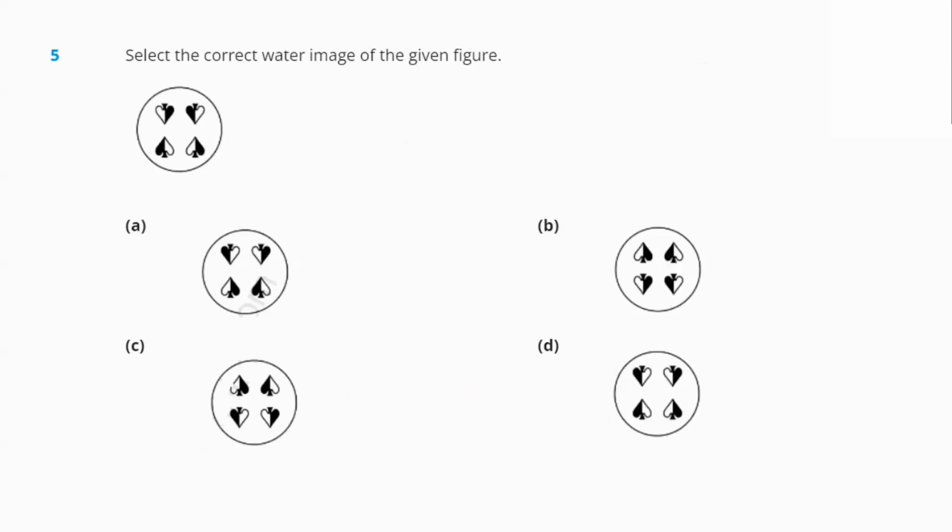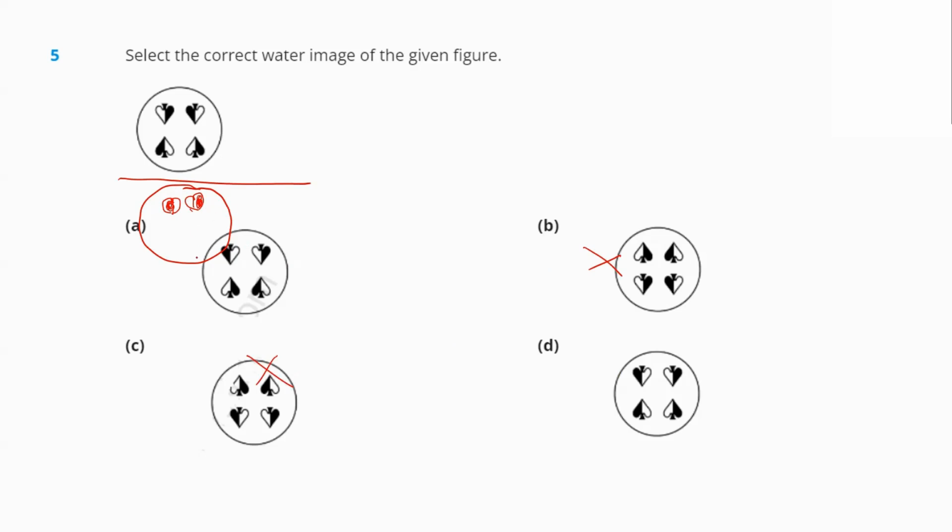Select the correct water image of the given figure. So the water image is the same. The sides don't change, but it is not perpendicular. It reverses itself. So this will be like this. This will also be like this, but the side will not change. This side will be colored, and this side will be colored. So this will not be our answer, and this will also not be our answer.